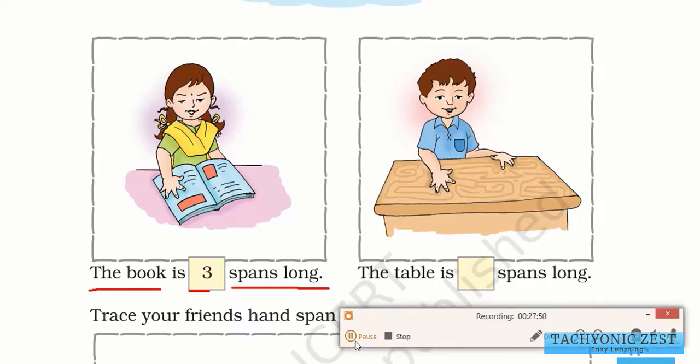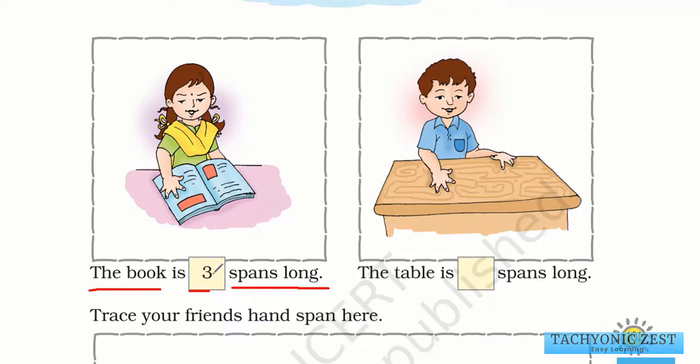Now what does that mean? This book is 3 spans long. A span is when we measure something with our hands. This girl is measuring this book with her hand, and a span is from the tip of the thumb finger to the tip of the little finger. How much distance we cover, that is called a span. So from the tip of her thumb finger to the tip of her little finger, that distance is one span.